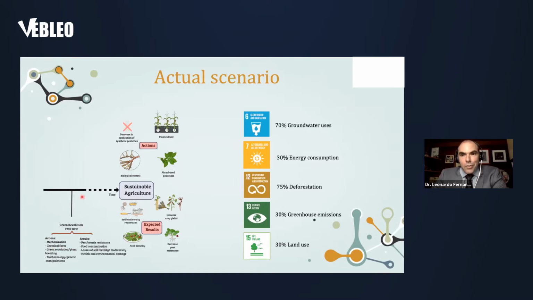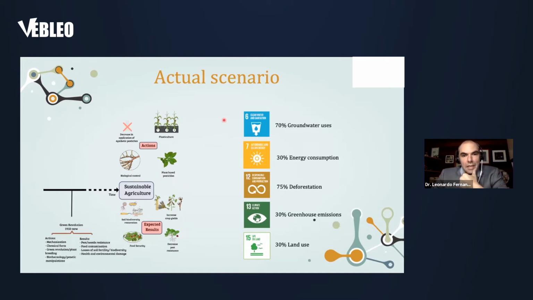And this is not a model that we need to use anymore, as we need to promote more sustainability in agriculture. To produce a more sustainable agriculture, we need to decrease the amount of synthetic pesticides. We can use, for example, plastic culture. We can use biological control and plant-based pesticides. With these kinds of actions, we expect that we can restore the soil biodiversity, increase the crop yields, decrease the pest resistance, and increase food security.